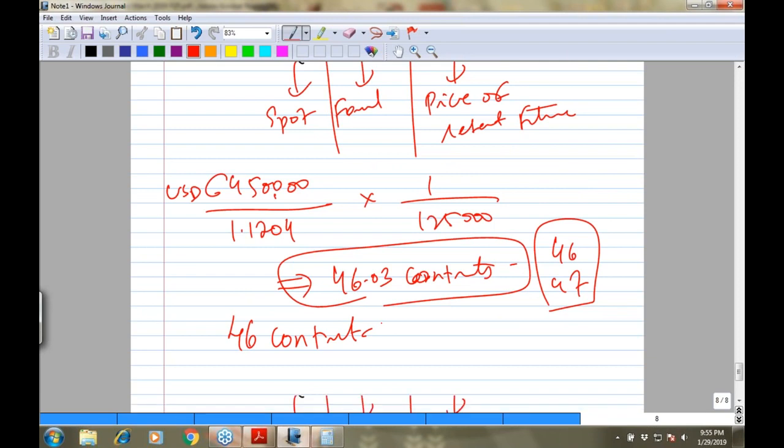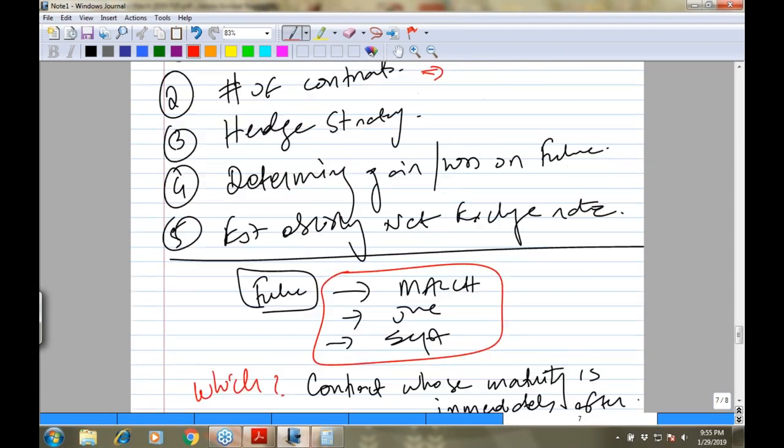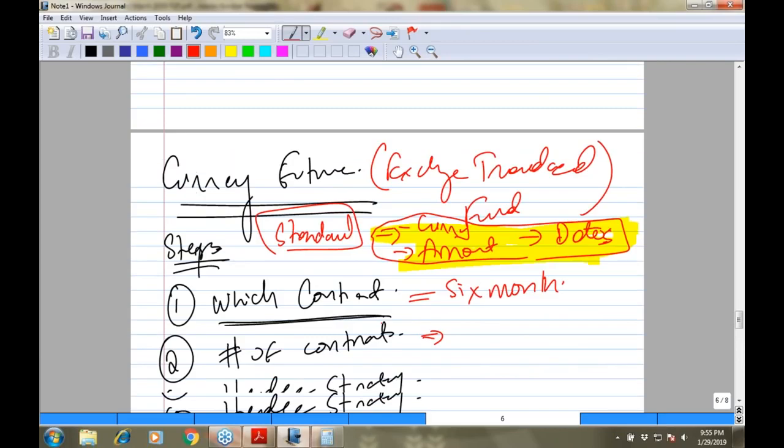So resultingly, which contracts? It was a 6-month. How many contracts? 46 contracts.